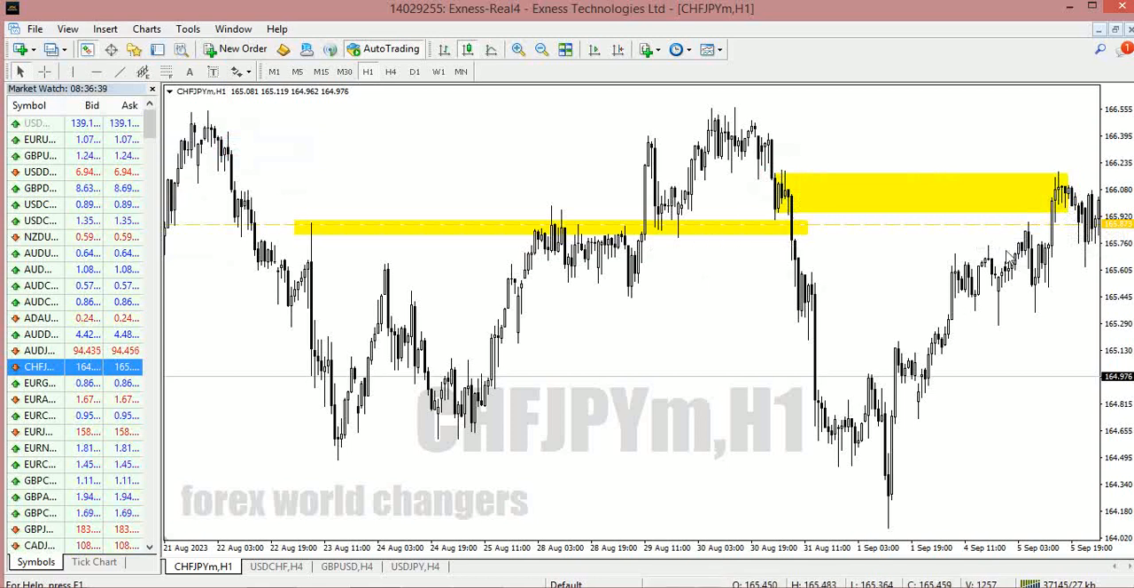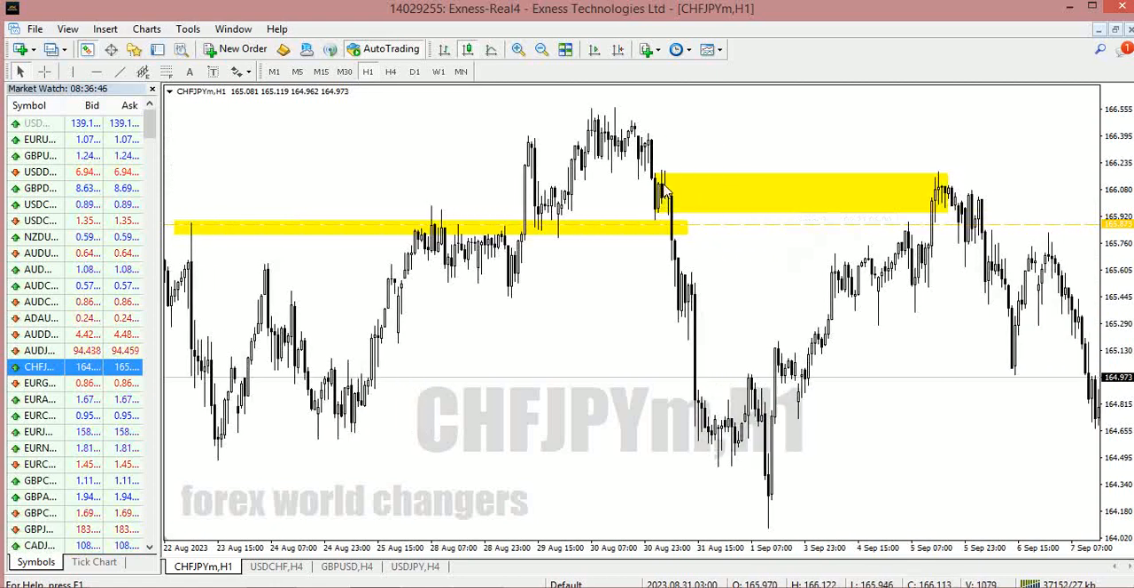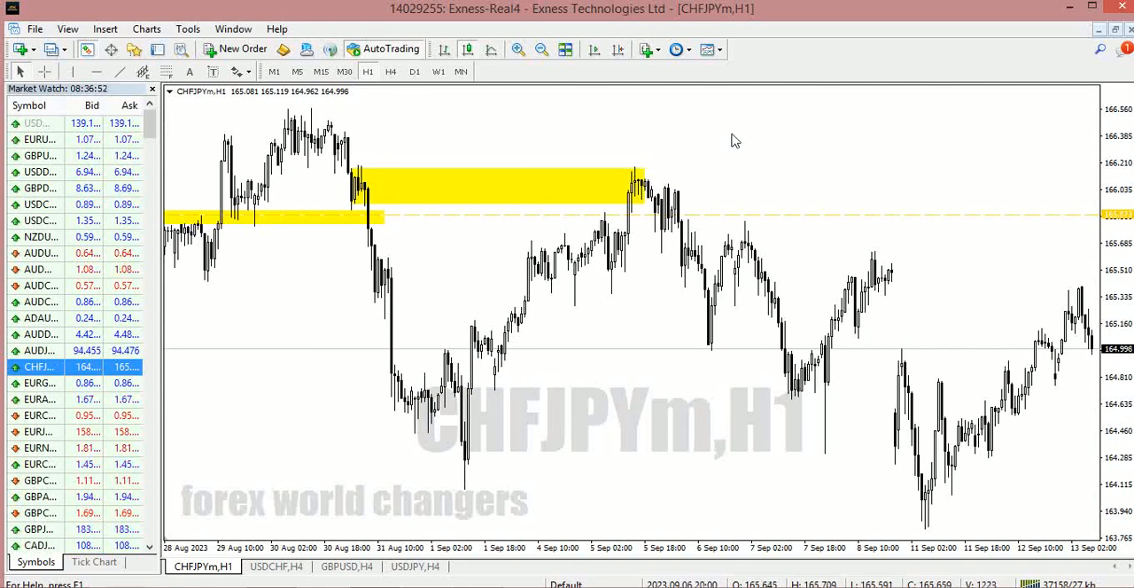There's the base. Let me just go forward. You see, there's the base. So it tested the base, and then the price decided to do what? To drop. Exactly, just above the base. So the base is very important for the entry point. Your stop loss needs to be here at this point. So the price decided to go down a bit.